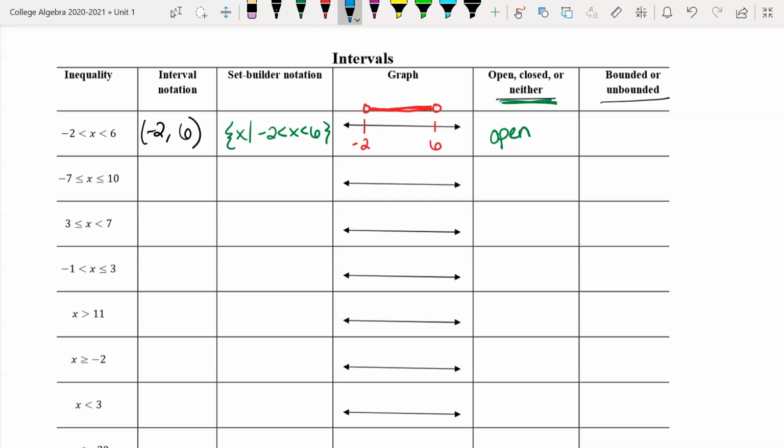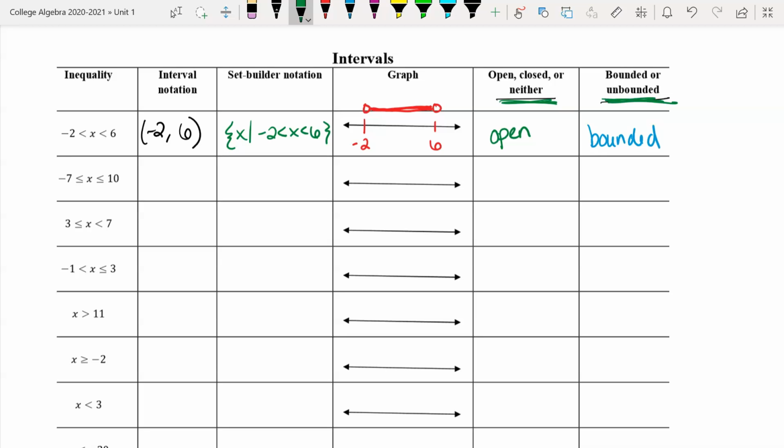All right. Bounded or unbounded? Bounded means it's going to end. Unbounded means it has an arrow in it. So in this case, if I shade in between, that would be bounded because it's going to start at -2 and end at 6. However, if you have an infinity sign, okay, that would be unbounded. So that's just something to keep in mind.